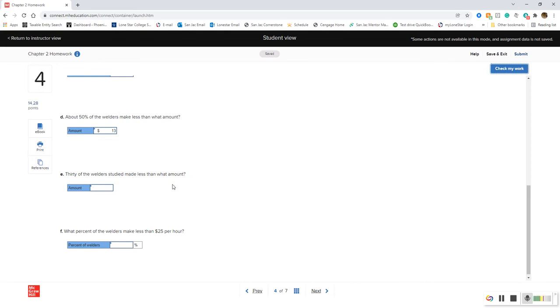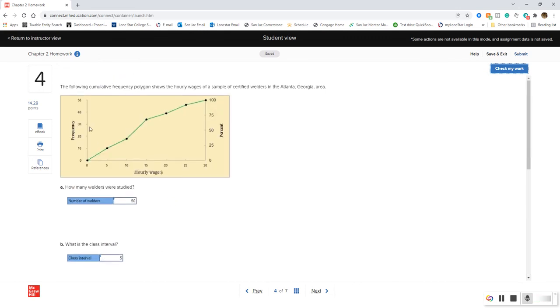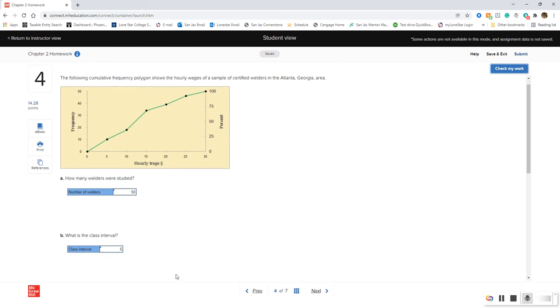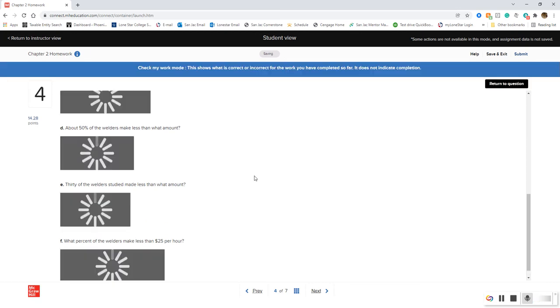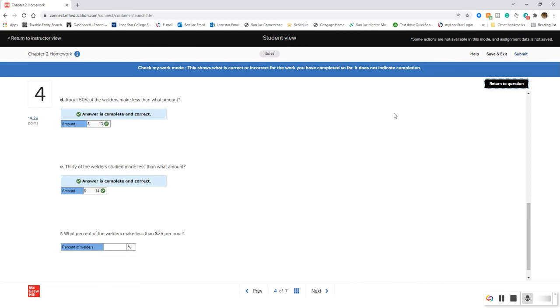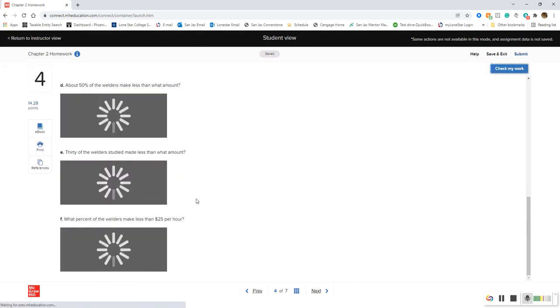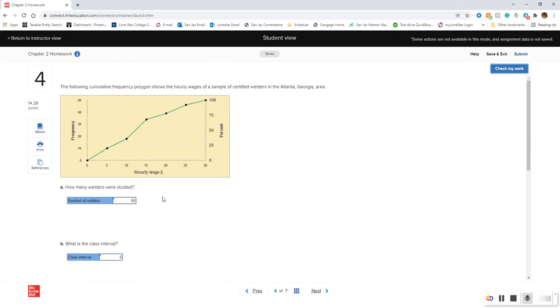30 of the welders studied made less than what amount? Again, looking at 30. Notice 30 is right here. It's a little bit higher than our half, so most likely it's going around 14. There we go. And what percentage of welders make less than $25 per hour?